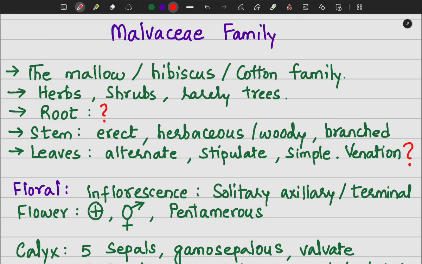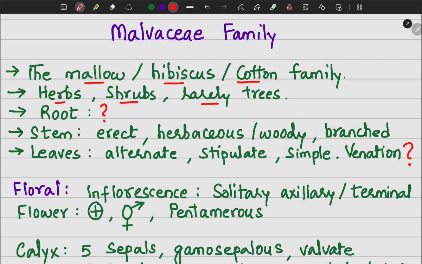In this session, we are going to study about the Malvaceae family. So let us begin. The Malvaceae family is also called the Mallow family, the hibiscus family, or the cotton family. So if we talk about the plants of this family, they are mostly in the form of herbs or shrubs and rarely in the form of trees.